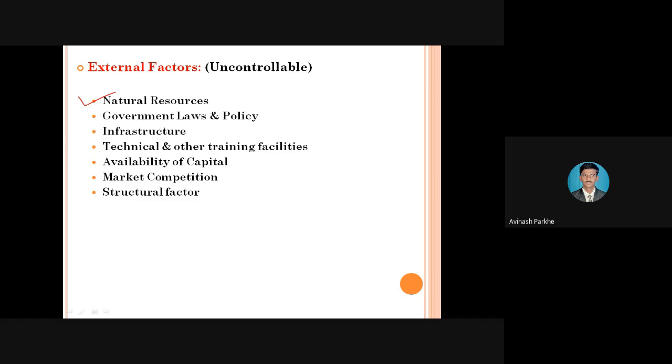So government laws and policies are also an external factor, that is, an uncontrollable factor. This factor we cannot control. For that purpose, we have to take special permissions from the government.